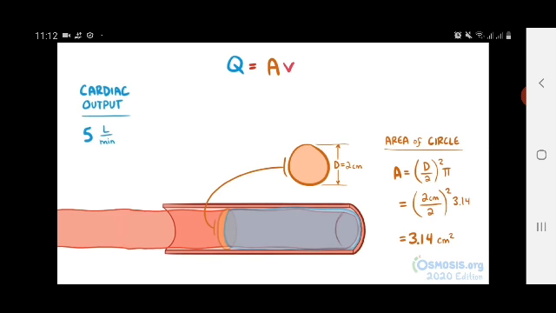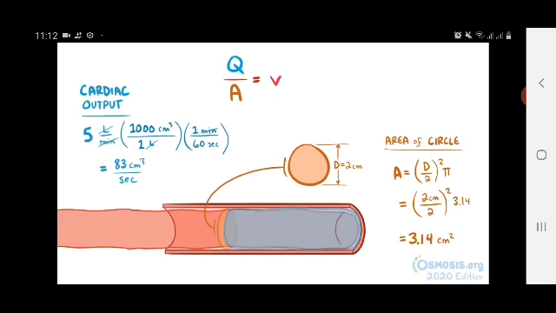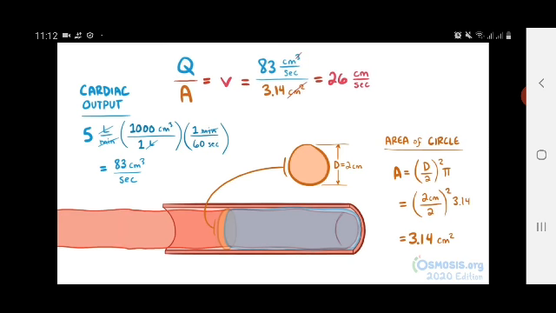Next, since cardiac output is the same as blood flow, we just need to convert this liters per minute to cubic centimeters per second. So there are 1,000 cubic centimeters in a liter and 60 seconds in a minute. So multiplying this all out, we get 83 cubic centimeters per second. Then if we rearrange our little formula, velocity equals flow rate divided by area. And we get about 26 centimeters per second, which also happens to be about 1 kilometer per hour.